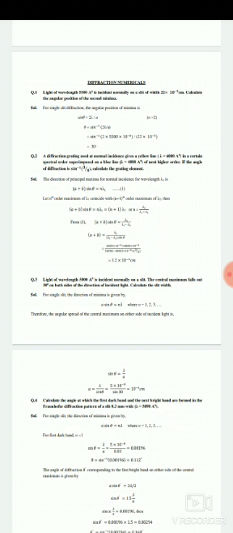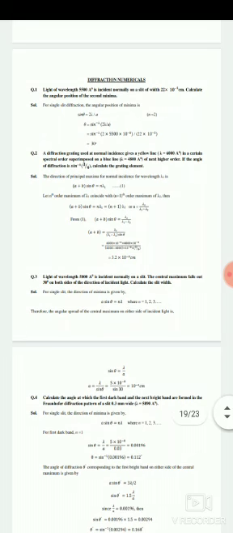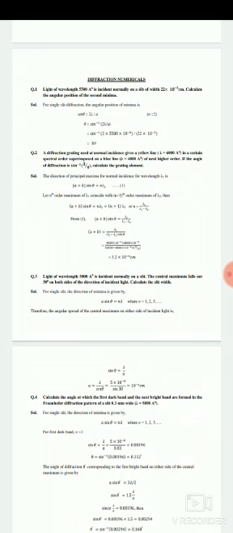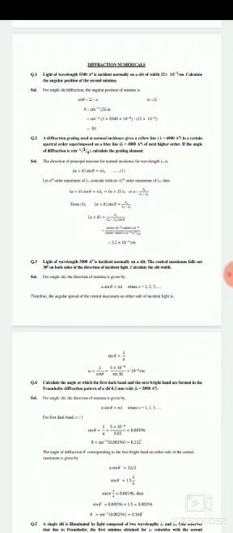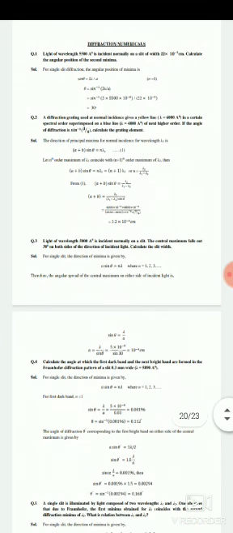Now the second question is, a diffraction grating used at normal incidence gives a yellow line lambda 6000 angstrom in a certain spectral order superimposed on a blue line lambda 4800 angstrom of the next higher order. If the angle of diffraction is sin inverse 3 by 4, calculate the grating element.